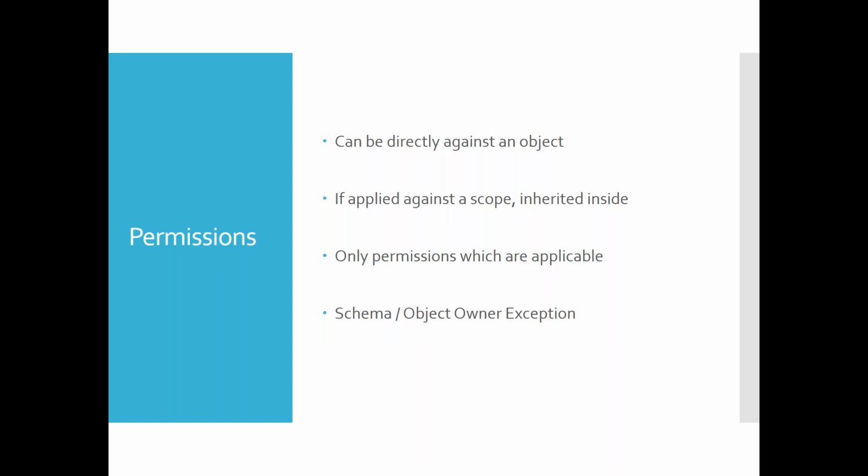So it can be applied directly against an object. If it's applied against the scope, like I said, it's inherited. Only permissions which are applicable. There is a case where you do have a schema object owner exception, and we'll get into this with regards to ownership chaining very briefly. And it basically helps you understand how an ownership chain can form and why it can form. So let's look at permissions really quickly.